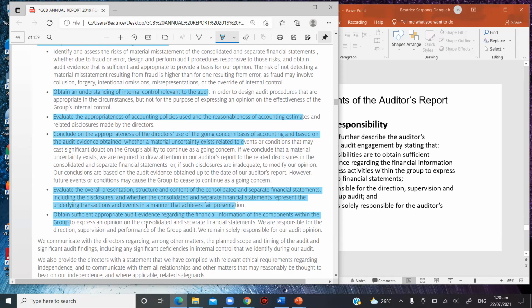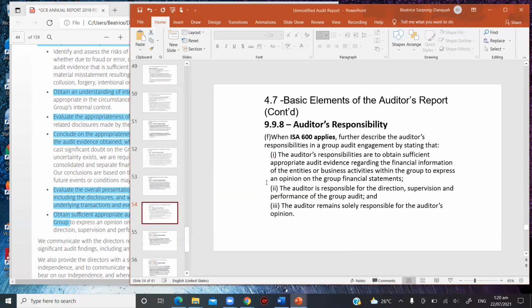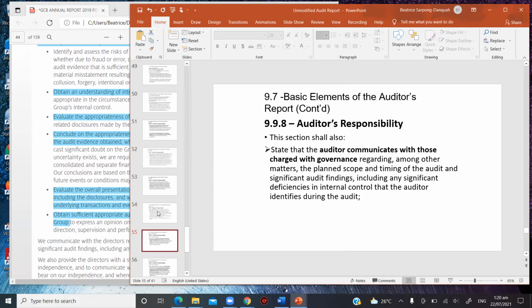But if they are expressing an opinion on the GCB group as well, as they've done in this report, then they should have audited the various components of the group, the various subsidiaries, associates, and all that before they could express an opinion on the group account. So they will indicate all of this information in the auditor's responsibility paragraph.